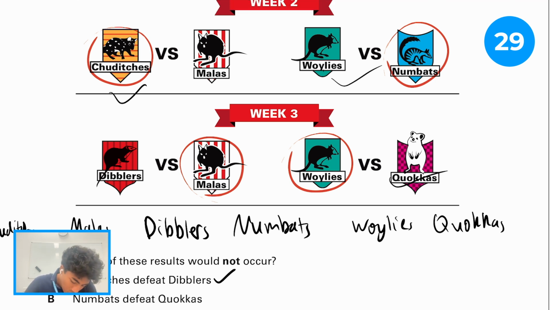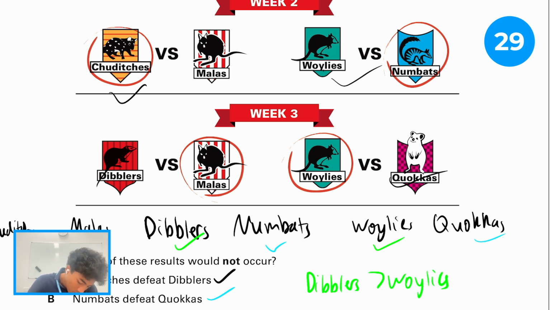The Numbats defeat the Cockers. The Numbats are here. The Cockers are here. So that means the Numbats will defeat the Cockers. The Woylies defeat the Dibblers. Woylies are here, but Dibblers are to the left. Dibblers are better than Woylies. That means the Woylies cannot defeat the Dibblers, so this is the result that would not occur.